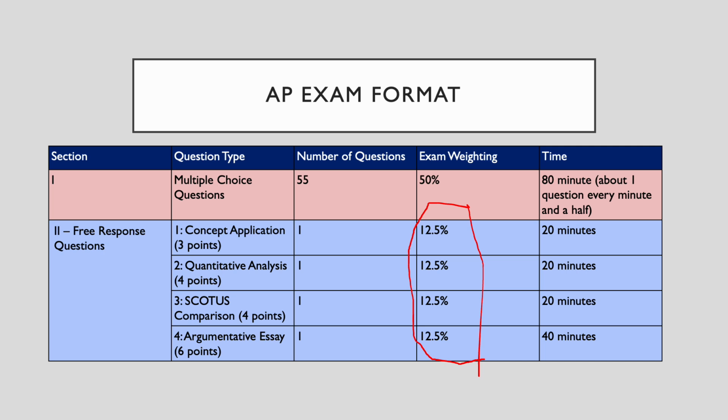So if you're like, oh, I think I totally bombed 3 because I couldn't remember what Engel versus Vitale is, or you're like me and you keep mixing up Tinker versus Des Moines and Engel versus Vitale because I cannot keep them straight in my brain for whatever reason, I don't know why my brain just keeps mixing those up. It's not the end of the world, right?